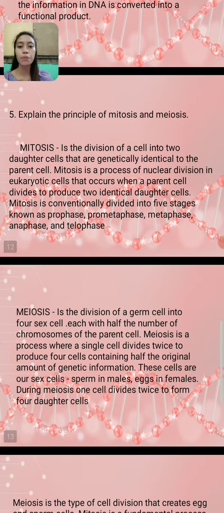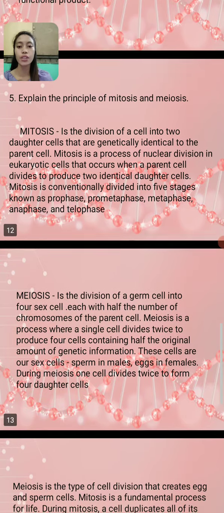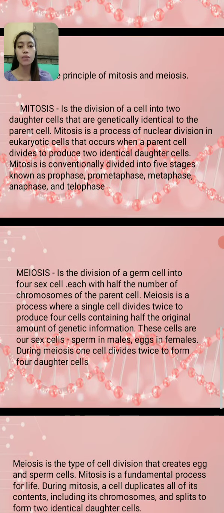Number 5. Explain the principle of mitosis and meiosis. Mitosis is the division of a cell into two daughter cells that are genetically identical to the parent cell. Mitosis is a process of nuclear division in eukaryotic cells that occurs when a parent cell divides to produce two identical daughter cells. Mitosis is conventionally divided into 5 stages known as prophase, prometaphase, metaphase, anaphase, and telophase.